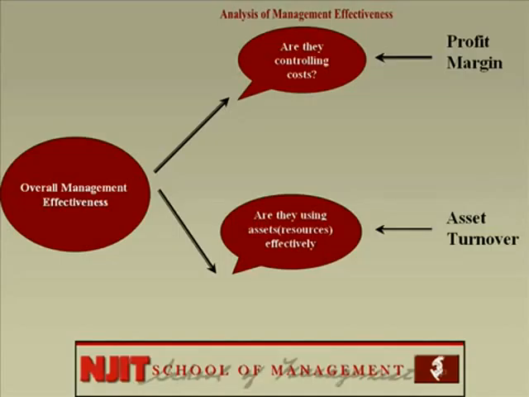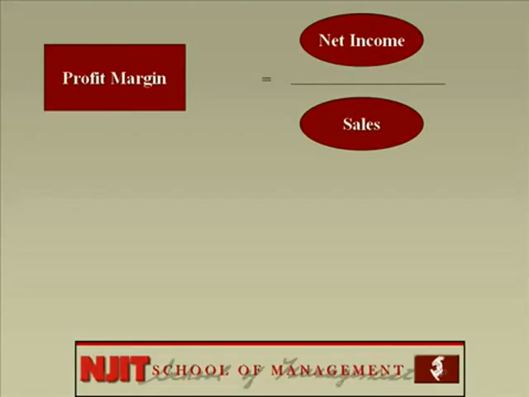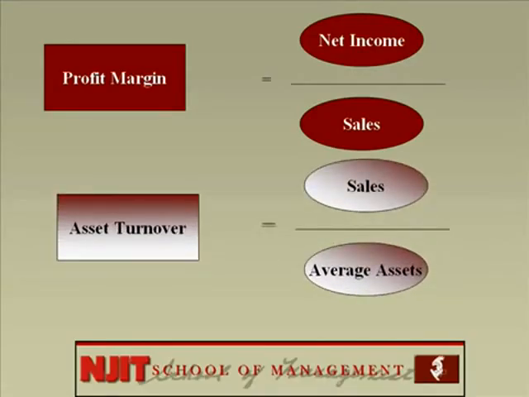Let's do the formulas. The formula for profit margin is net income over sales. The formula for asset turnover is sales over average assets. So, I want you to write this down. They're important formulae.